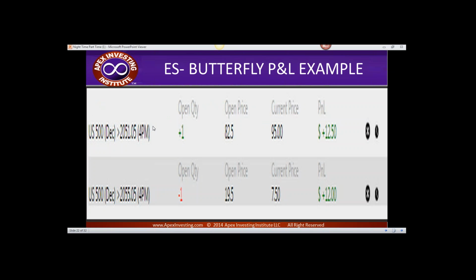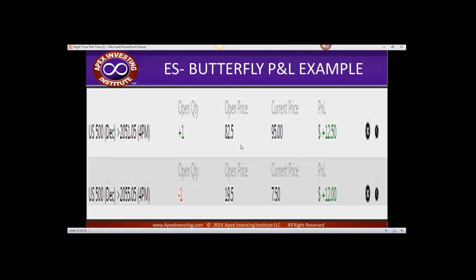Rob, when the P&L is green, is that the profit over the cost of the contract? Yes, that's correct. So for example, on this here, +1 means I bought, -1 means I sold. So this one I bought for 82.50. That was my open price. That's where I bought in. Now the current price is at 95. My profit, I'm up $12.50 so far on that, right? Here I sold for 19.50. Now it's down at 7.50. So my profit is 12. So yes, green P&L means what you're up. Red P&L would be if you were down.